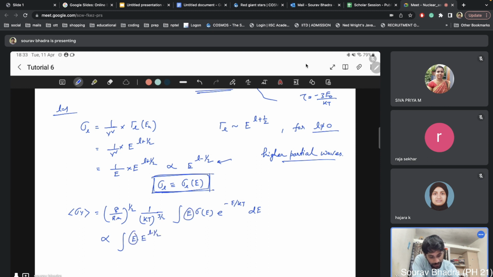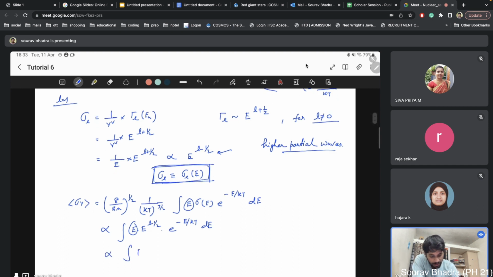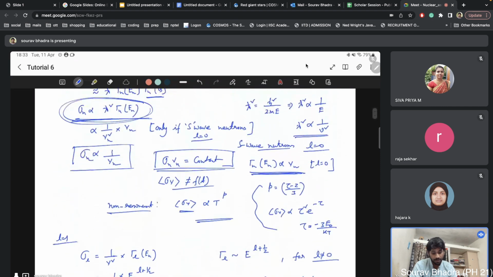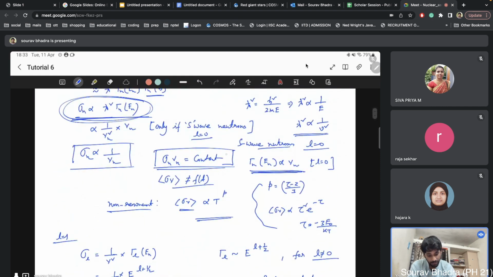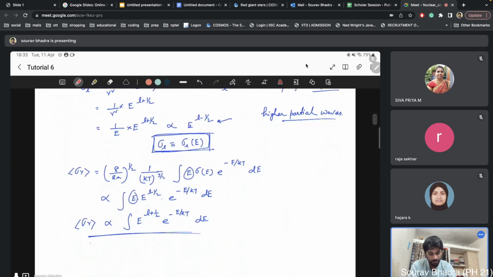So this is L minus half e to the power minus E by kT. This is valid only for neutron-induced reactions, e to the power L plus half e to the power minus E by kT. This will tell you the dependency of mean sigma v on the energy for higher partial waves. But for lower partial waves, for L equals 0, sigma v was constant. This is the main difference between L equals 0 and L not equal to 0. For L equals 0, sigma v was constant. For L not equal to 0, sigma v is a function of energy.